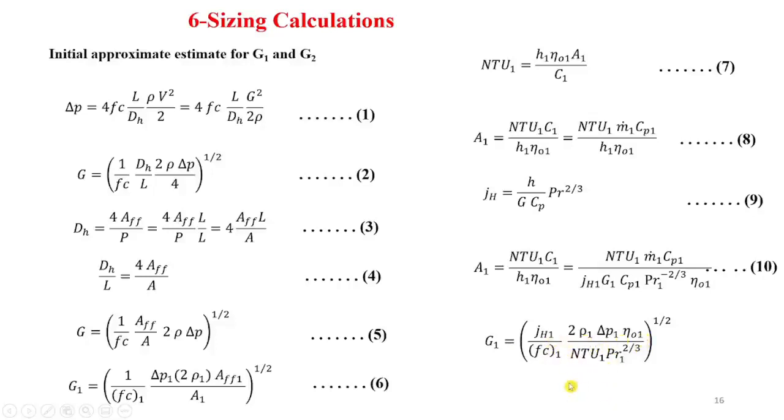Now we are going to use this equation for the initial estimation of G1 and G2, assuming that this ratio is going to be 0.3, and we are going to see the source of that assumption, and we are going to assume that the overall surface efficiency is going to be approximately 0.8. Other parameters are well known. For example, NTU1, since we know NTU for the whole heat exchanger, we can find also NTU1 and NTU2 as previously was done.